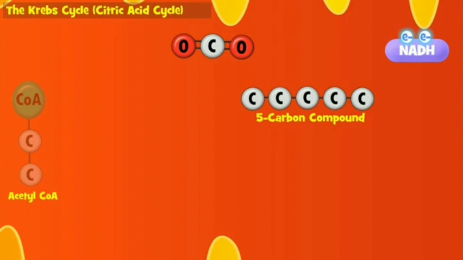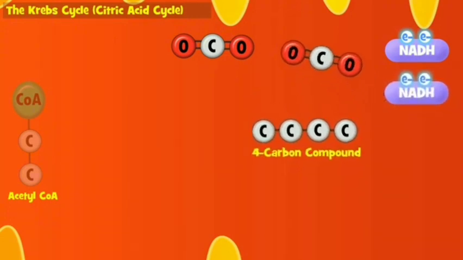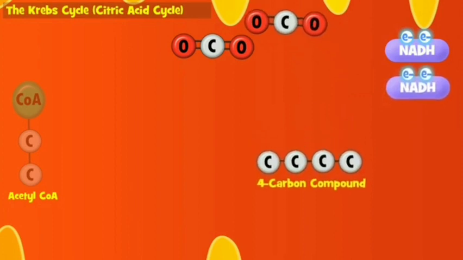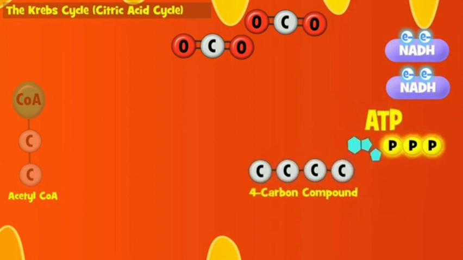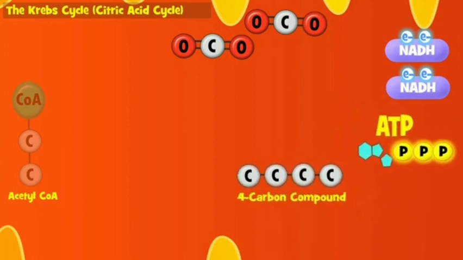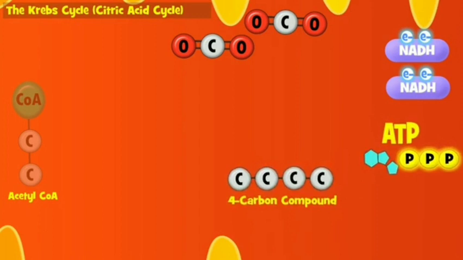Now we have a 5-carbon molecule. This molecule undergoes a similar process of oxidation, producing another NADH and another CO2. Now we have a 4-carbon molecule. This 4-carbon molecule undergoes another chemical reaction that transforms it into a different 4-carbon molecule. The energy released by this reaction is used to join ADP and phosphate to form ATP.